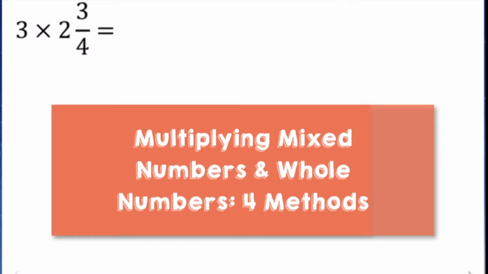This week we learned 3 ways for multiplying a mixed number by a whole number. Let's quickly review them. So the first way that we talked about was drawing a picture. So let's look at this problem. 3 times 2 and 3/4. So that means 3 copies of 2 and 3/4.